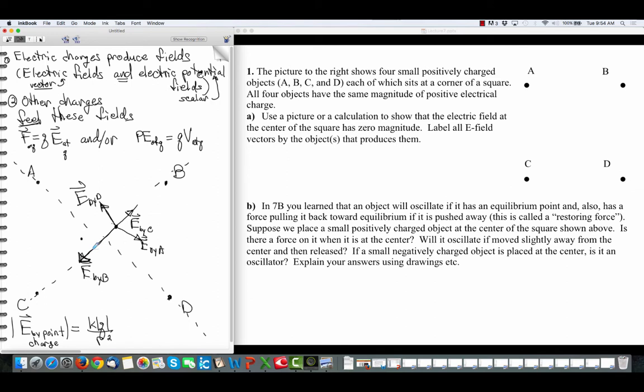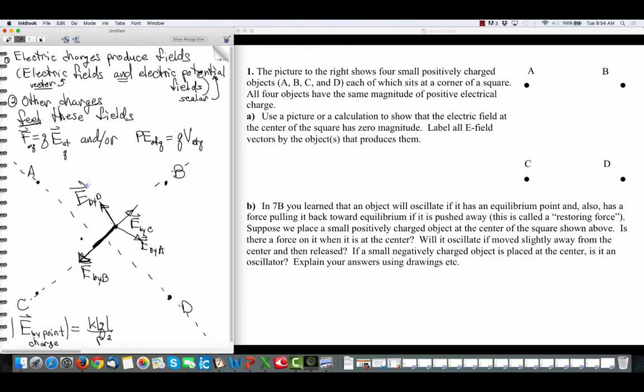As I go closer to C, the force ends up pushing the positive charge toward the center again, so it slows down. And basically, the positive charge is going to oscillate back and forth like that over and over until it loses that energy that I gave it by pushing it.